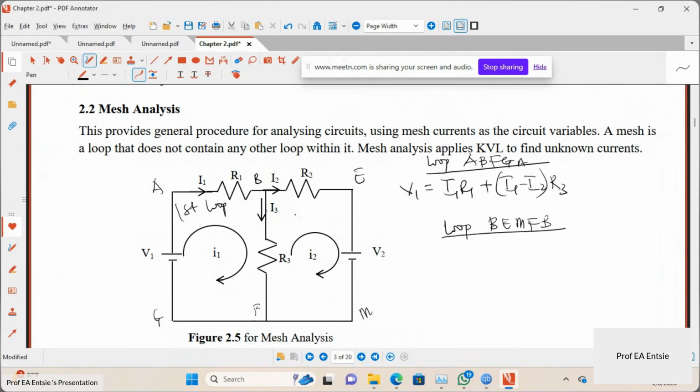When you come here, the sign convention is still clockwise. I told you for each of the loops you use the same sign so that you can subtract one from the other. When you are doing this loop, you subtract that loop current from that. When you are doing that loop, you subtract that loop current from this. So that's how we do it.